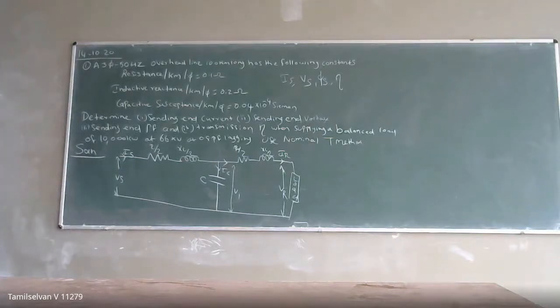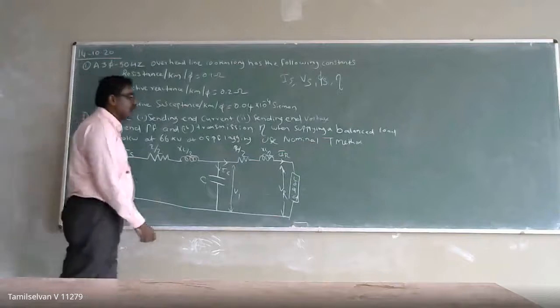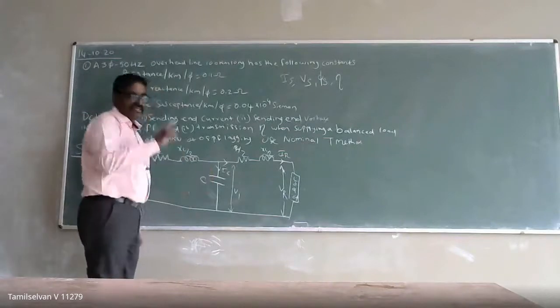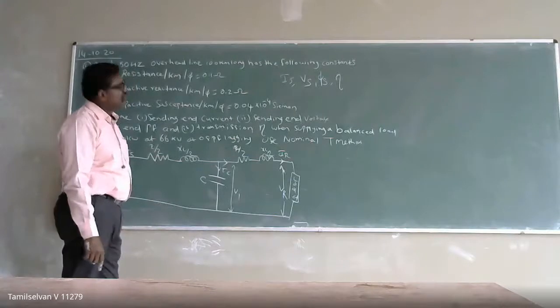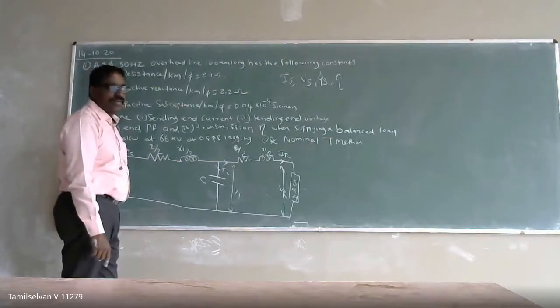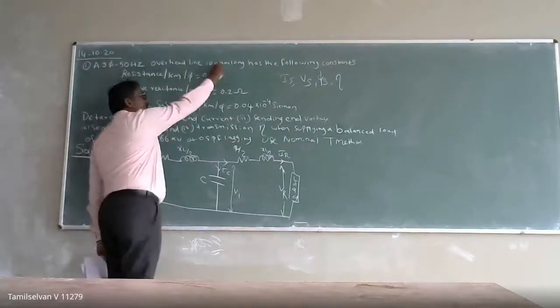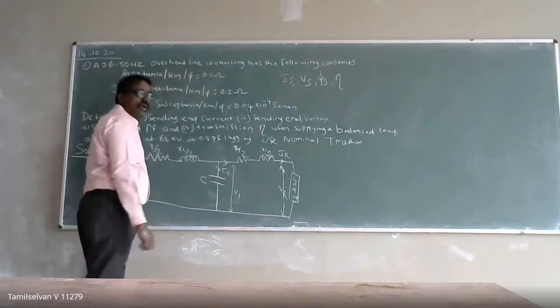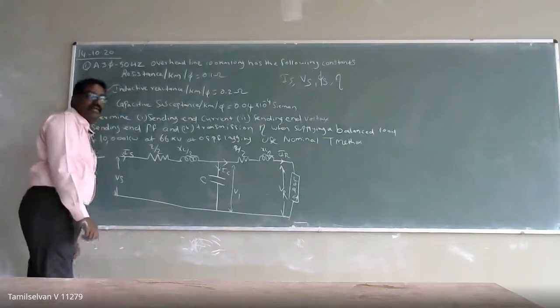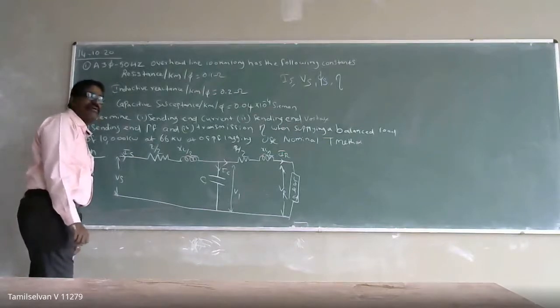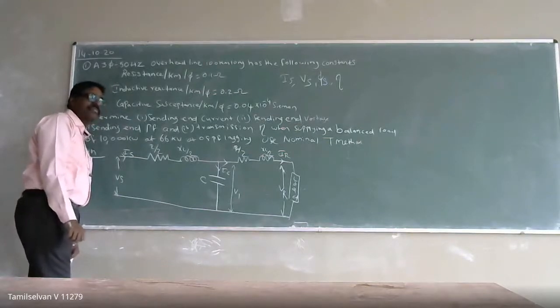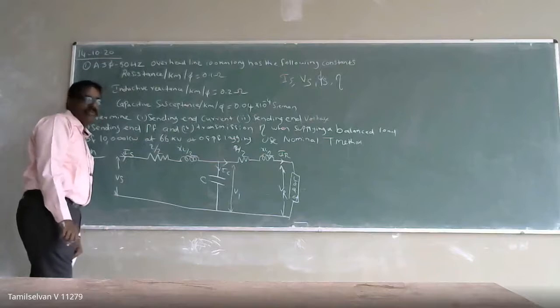So this is the equivalent circuit of my medium transmission line, which is represented by the nominal T method. Because remember, the effects of the resistance, inductance, and capacitance we have to consider for the transmission line. We can't neglect them because the length is long and the voltage level is also high. We cannot neglect the effect of capacitance. We have to consider where you are going to lump the capacitance element, which plays a vital role in your medium transmission line.